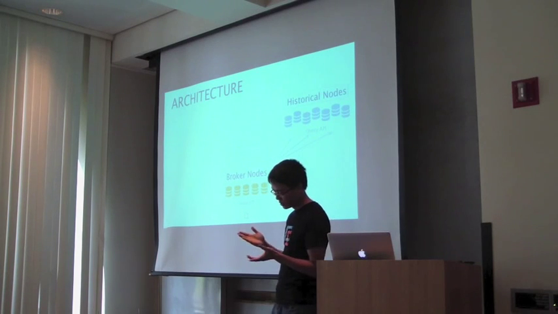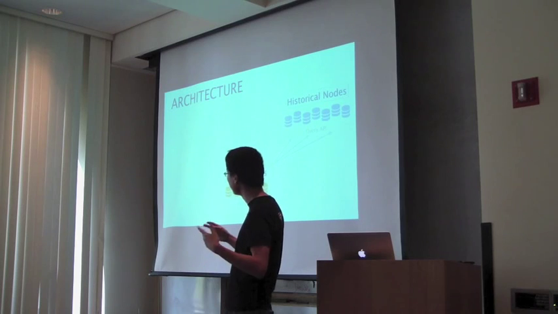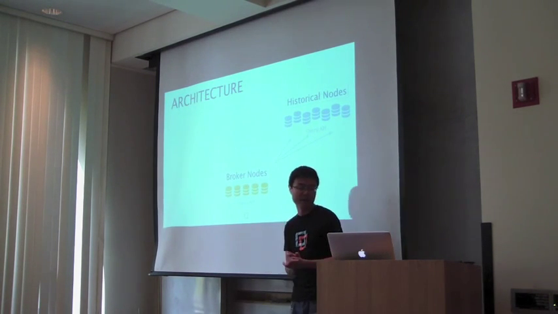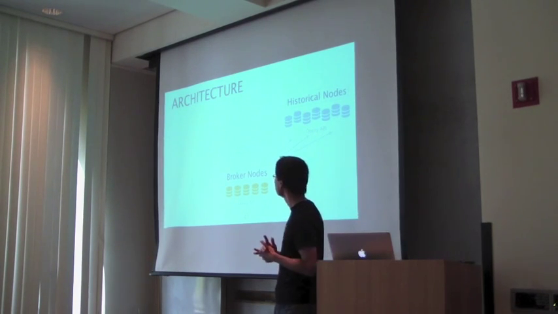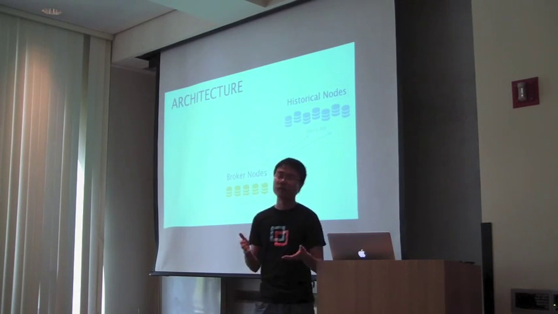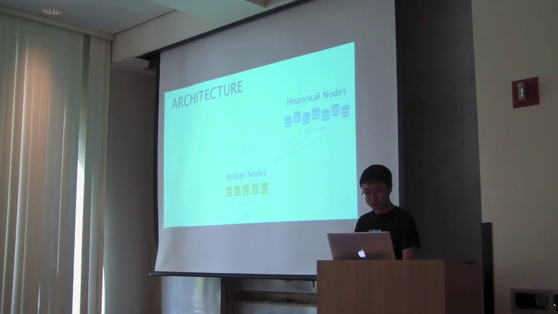On top of the historical nodes, we have a layer of broker nodes. The broker nodes do basic scatter gather. The architectural pattern is fairly common. Broker nodes have an idea of what data lives on which nodes. So when a query comes in, it can appropriately forward that query to the nodes which actually serve the data.